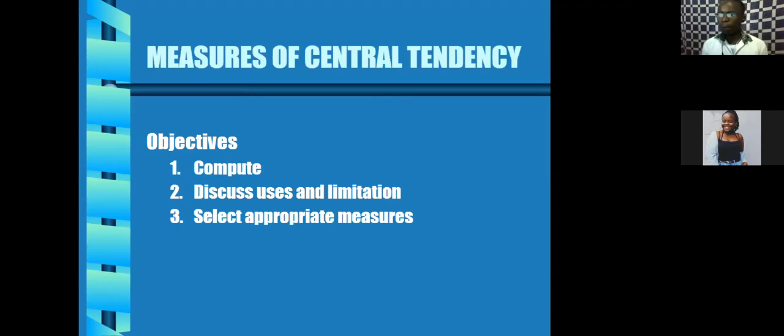All right. So now let's try to make a foundation. Let's try to define a few things. By the way, those are the objectives. By the end of this lesson, you should be able to compute, or rather calculate, the measures of central tendency, then discuss the uses and limitations of these measures, then select appropriate measures. Okay.